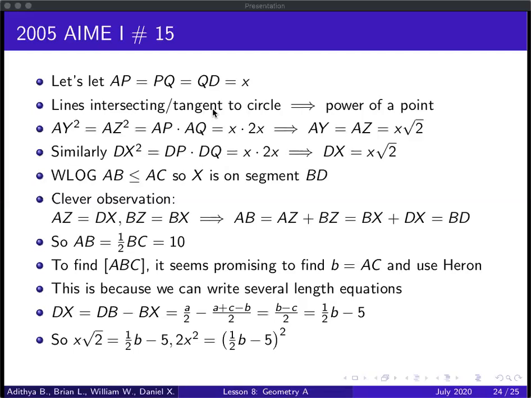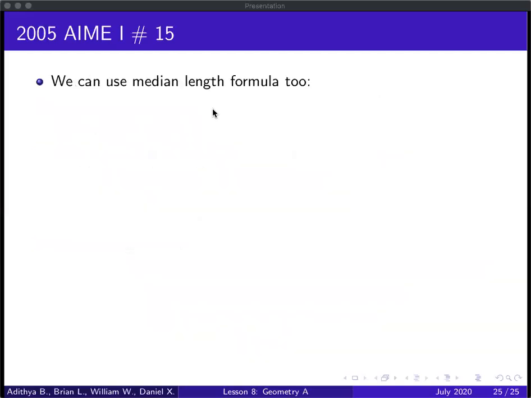So this is good. By comparing DX, which we related to X, to the sides of the triangle, we get one equation for B and X. We need one more equation in order to solve for it, though. So we can get this by considering the median length formula. We know that AD should be 3 times X, but we can express AD in terms of the sides of the triangle.